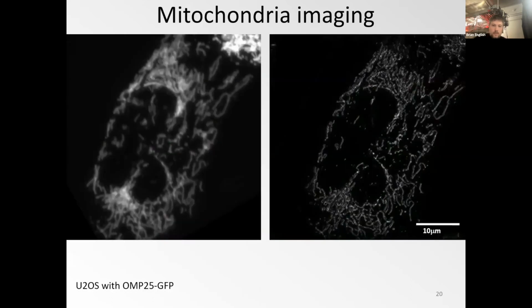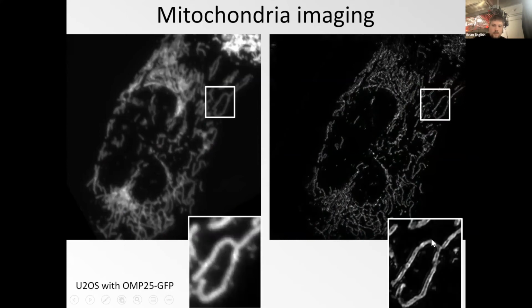Here, this is a U2OS cell with an outer membrane protein labeled with GFP. Here, this is the oblique plane microscopy, or if you want, a standard light sheet image, and here the OPSIM. If you zoom in, you can see that the hollowness of these mitochondria is resolved, whereas here in the normal light sheet mode, it isn't.